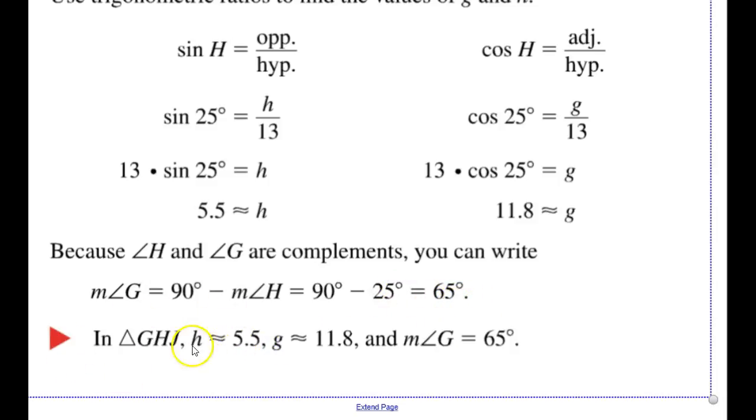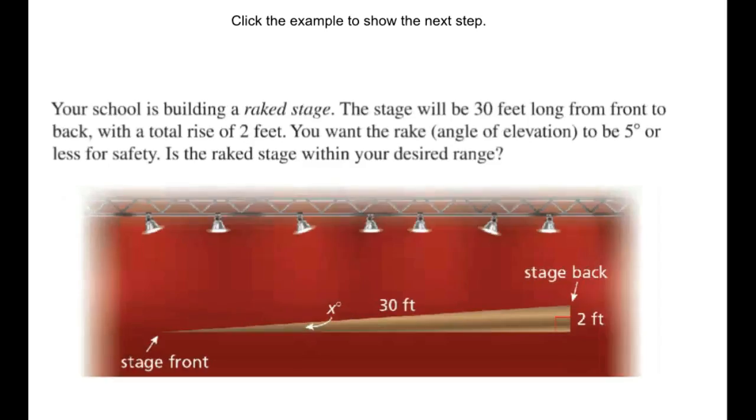So in this triangle, the side length H is approximately 5.5, the side length G is approximately 11.8, and the measure of angle G is 65 degrees. So now I know the lengths and the measures of all three sides and all three angles. And that's what I'm doing when I'm solving these triangles. So let's look at kind of a real world example.